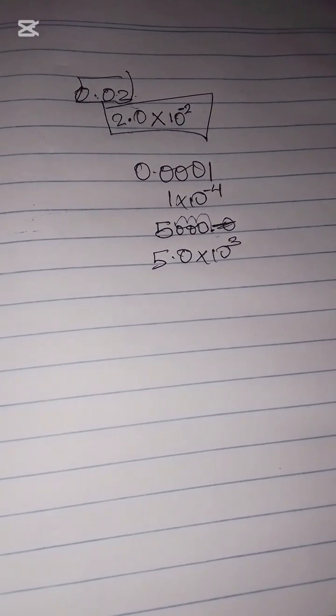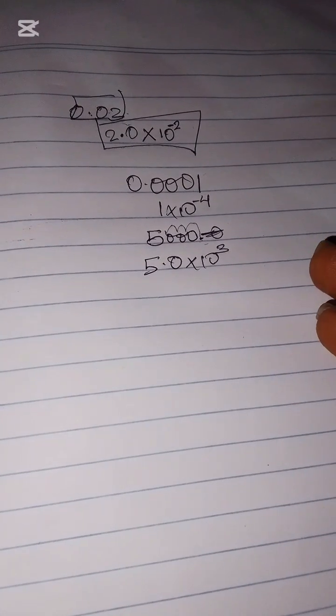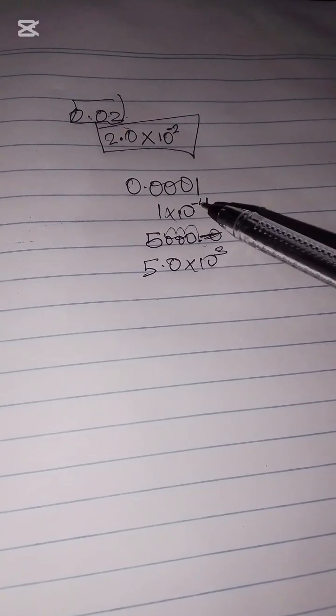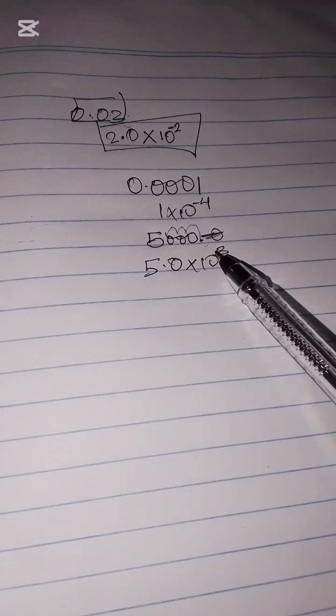You can move it 3 times, no longer minus 3, but just 3 or plus 3. That's because I moved my decimal point from the right to the left. Whenever you are moving your decimal point towards the right, the exponent will take a negative sign. But if you are moving it to the left, it will take a positive sign, as in this case.